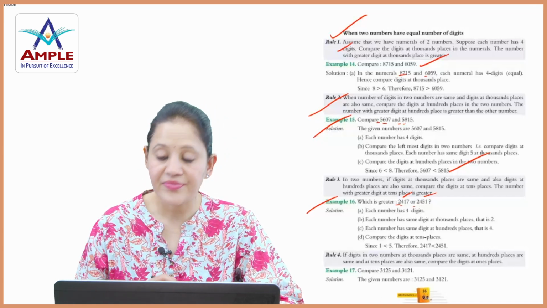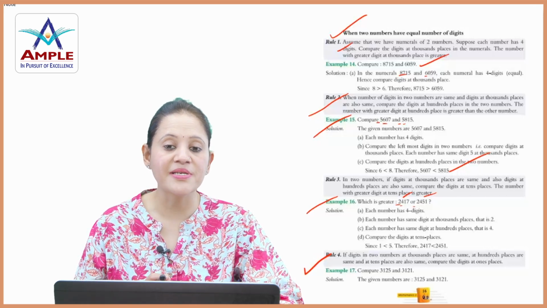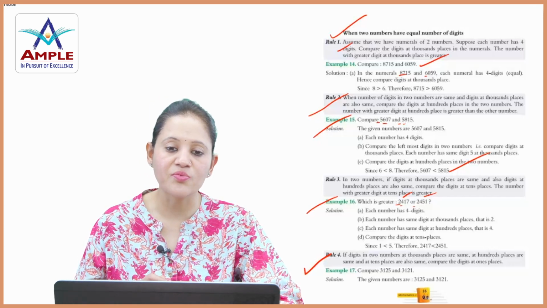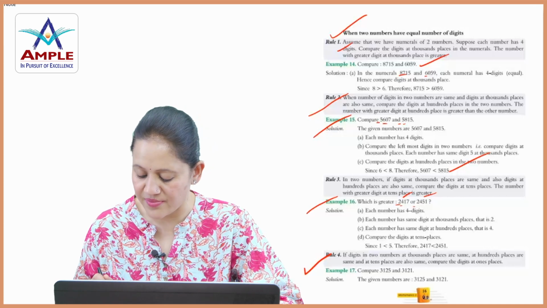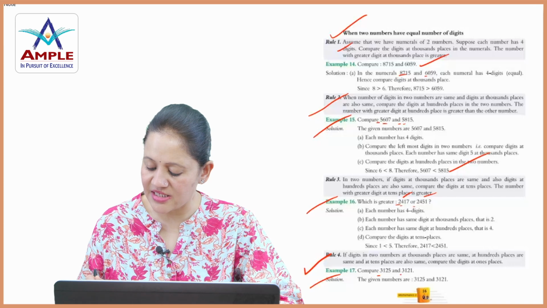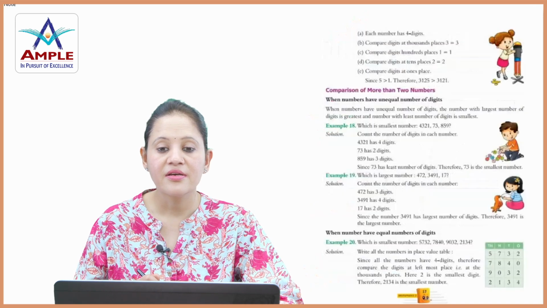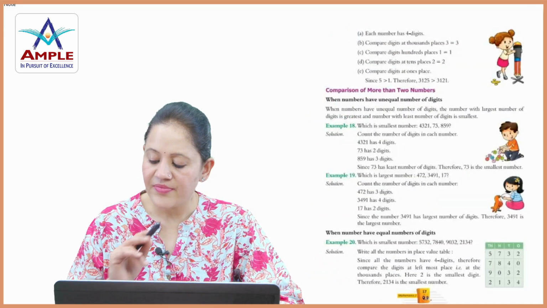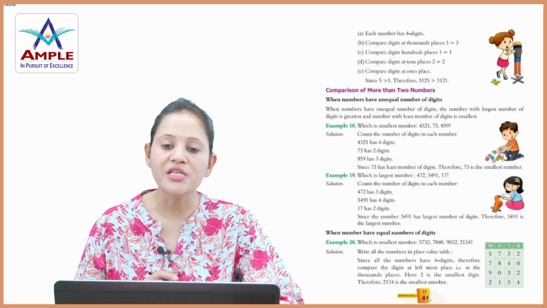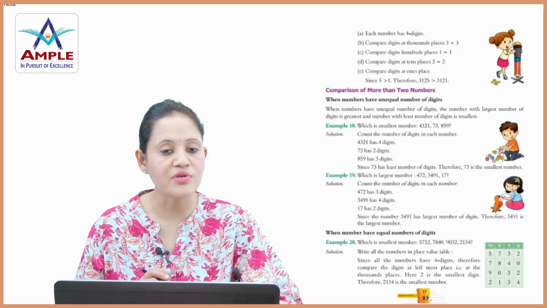Rule number 4. If the digits of two numbers at the 1000 place are the same, the 100 place are the same, and the 10th place are the same, then we compare the digit at the 1st place. For example, compare 3125 and 3121. Both are 4-digit numbers. The digits at the 1000, 100 and 10th places are the same. So, we compare the digit at the 1st place. In the first number it is 5 and in the next number it is 1. 5 is greater than 1, so we can say 3125 will be greater than 3121.